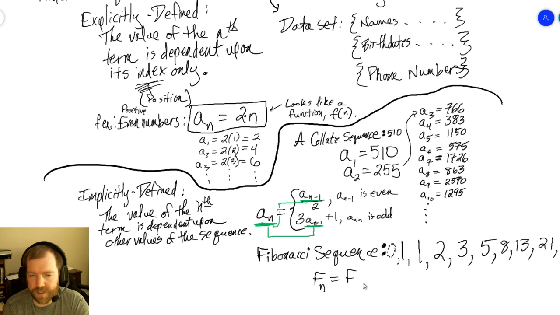All right, the Fibonacci sequence is given as f sub n, the nth Fibonacci number, is going to be given as the sum of the previous 2 terms. So f sub n minus 1 plus f sub n minus 2.